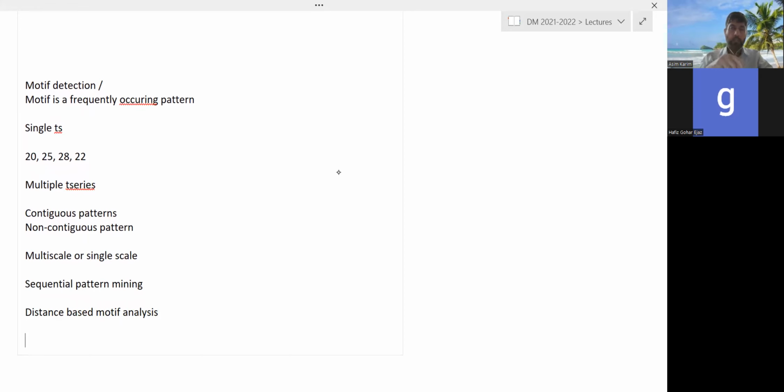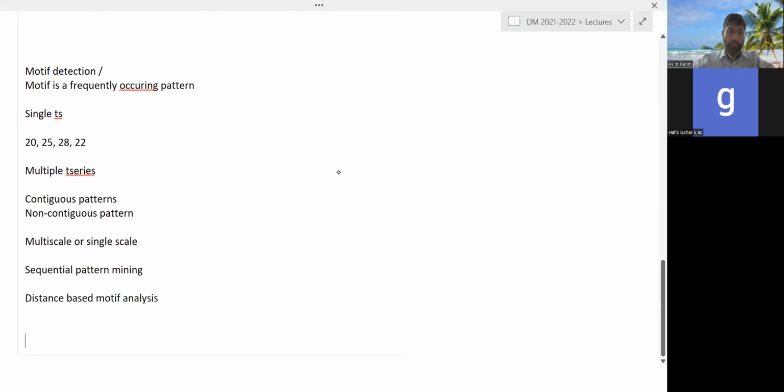You typically use Euclidean distance if the two time series are of the same length. You can use Euclidean distance or its variant like Manhattan distance if you like. And if the two time series are not of the same length, then we typically use dynamic time warping, DTW, which basically adjusts the scales of the two time series and then does the Euclidean distance computation. So both of those can be used to find distances between time series.